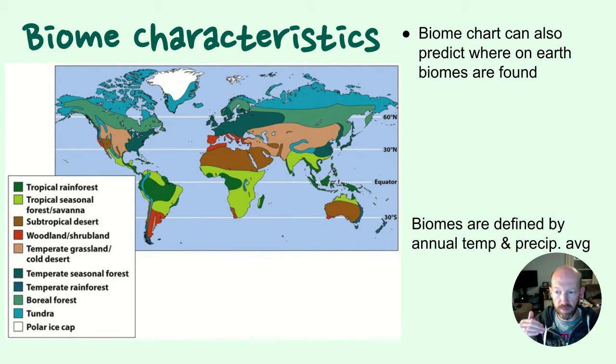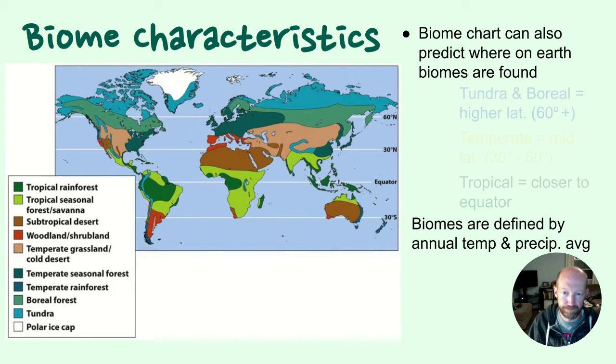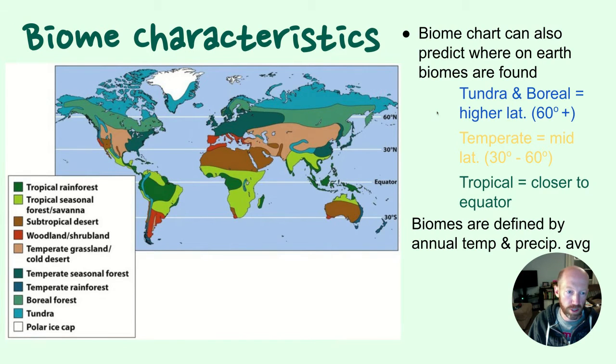Up at the top here, at the higher latitudes, you're going to have the tundra, which is really cold with low precipitation. In the middle areas here where we live, you've got more temperate climates, so you've got temperate seasonal forest and temperate rainforest. And as you get towards the equator, you have more tropical biomes: the rainforests, the savannas, and the deserts. So tundra and boreal are at 60 degrees latitude, temperate is in the middle latitudes, and tropical is going to be close to the equator.